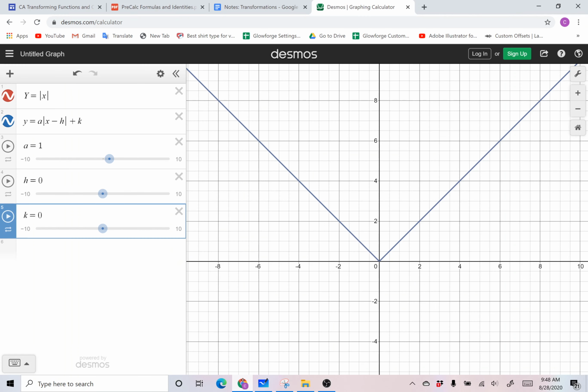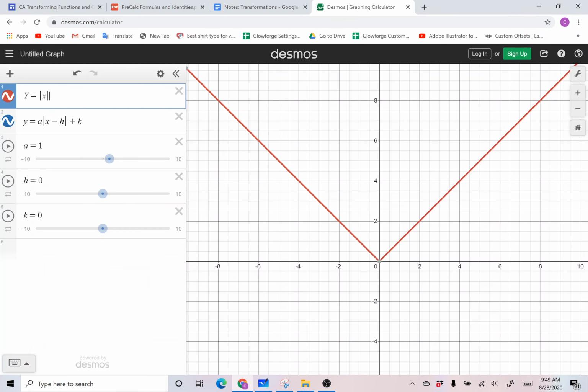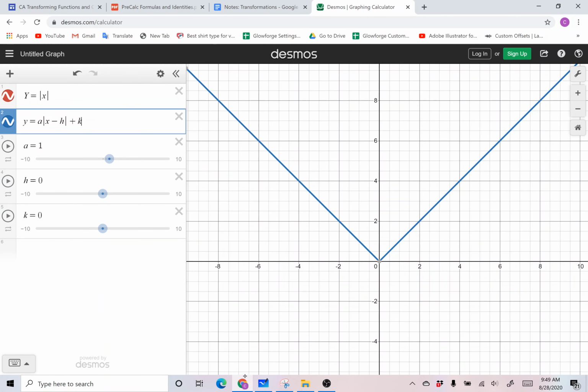Okay, so let's go to Desmos. So first things first, I want you to notice this is the graph of y is equal to the absolute value of x. This is the graph of y is equal to a times the absolute value of x minus h plus k. They're the exact same graph when a is 1, h is 0, and k is 0. Why? Because if a is 1, you're multiplying that absolute value by 1, and if h is 0 and k is 0, that means there's no shift.